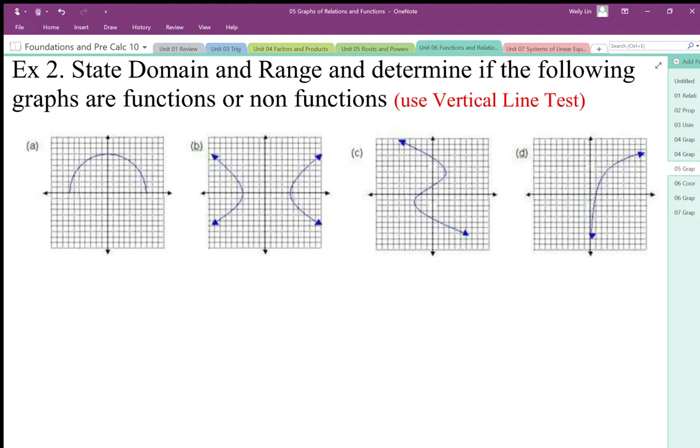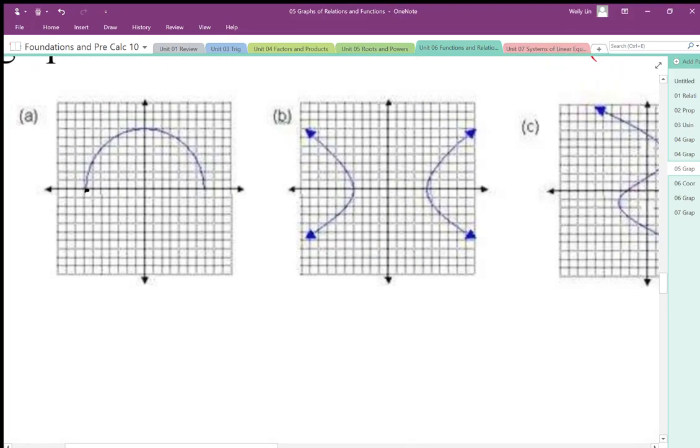For example, we're going to focus on domain and range and determine whether these relationships are functions or non-functions based on a vertical line test. So starting with A, the domain of A, let's zoom in a bit, it's going to be from -7. Domain is X, and it's going to start at -7 and take on values all the way to +7. And since it is continuous, we're going to say that X is an element of real numbers.